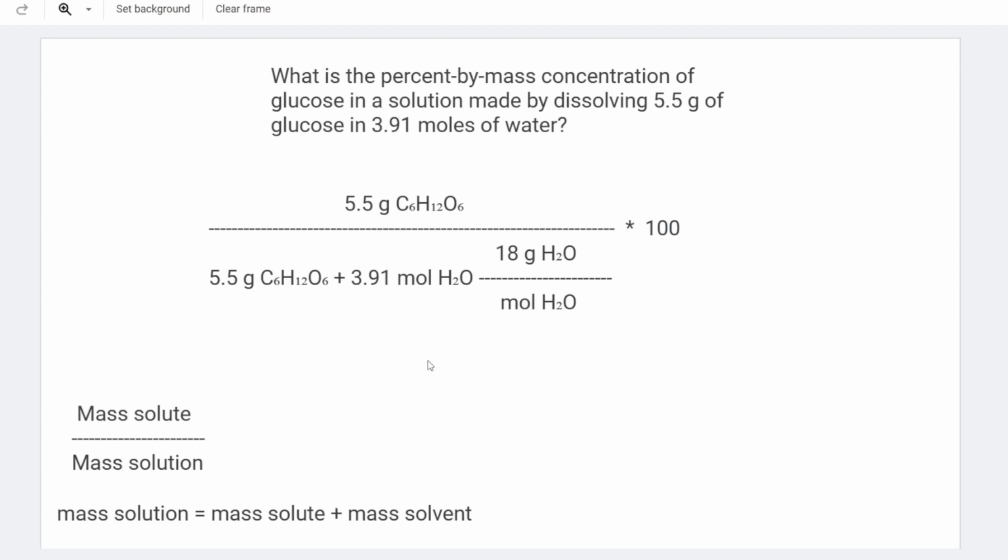Finally, we would need to multiply that number by 100. Ultimately, we're left with 5.5 grams of glucose over 5.5 grams of glucose plus 3.91 moles of water multiplied by 18 grams of H2O. And this is all multiplied by 100. So after solving this equation, we should be left with about 6.57% by mass concentration.